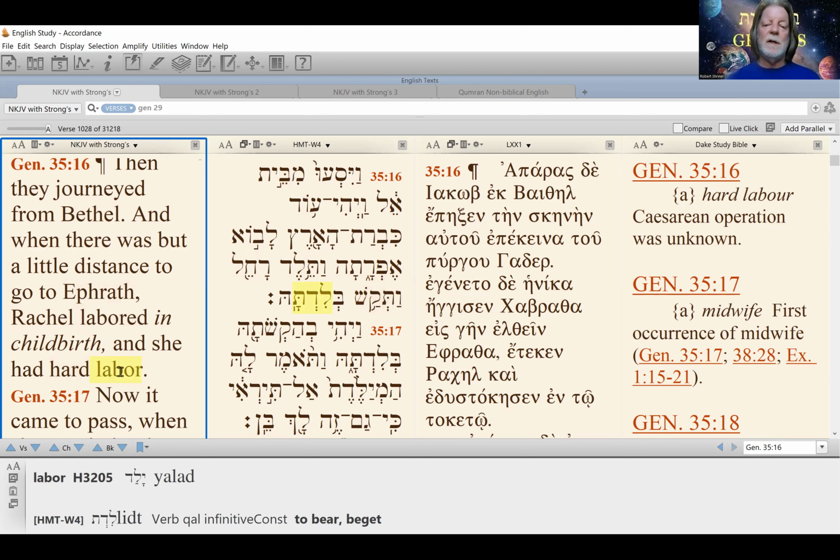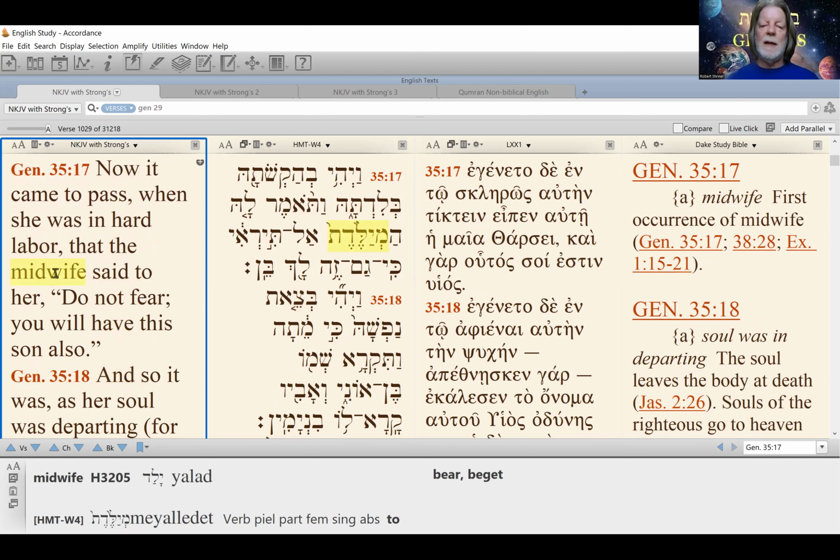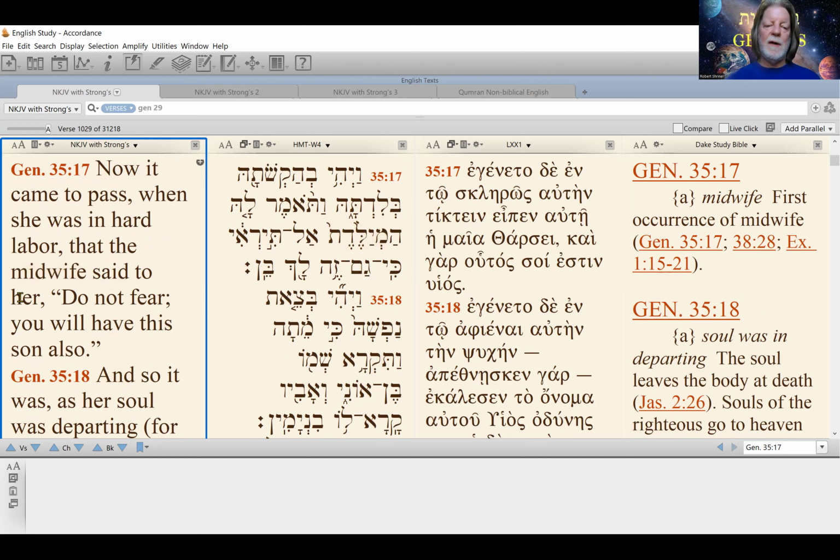And she had a hard labor, balidata, hard labor. Now it came to pass when she was in hard labor that the midwife said to her, Meyaledet. Meyaledet is the Hebrew word for that. And it's someone who helps a birthing mother. The midwife said to her, do not fear, you will have this son also.